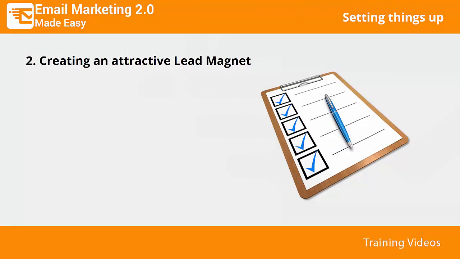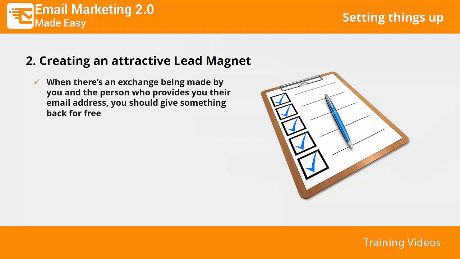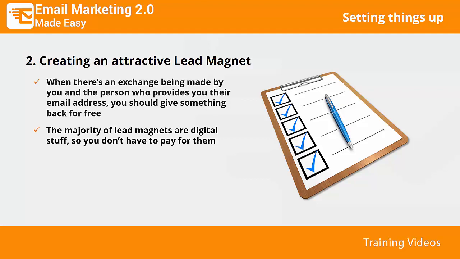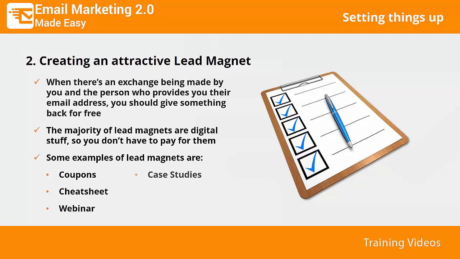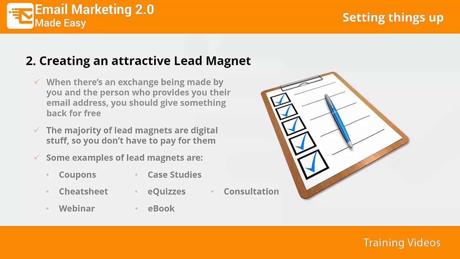2. Creating an attractive lead magnet. When there's an exchange being made by you and the person who provides you their email address, you should give something back for free. That is a lead magnet. The majority of lead magnets are digital stuff, so you don't have to pay for them. These materials can be digital files like videos, MP3 audio files, or PDFs, which can be created by you at no cost. Some examples of lead magnets are coupons, cheat sheets, webinars, case studies, e-quizzes, ebooks, and consultations.